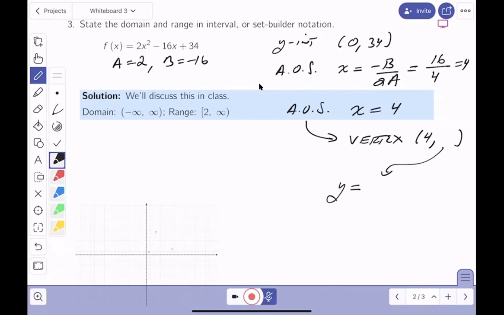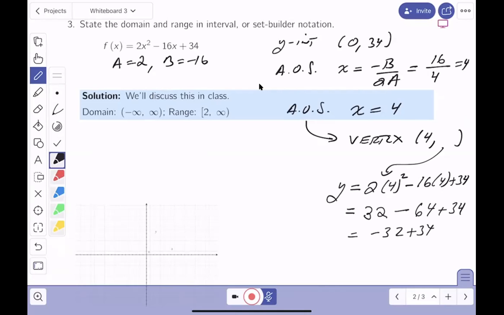Y equals 2 times 4 squared minus 16 times 4 plus 34. What do I get here? Well, 4 squared is 16. 2 times 16 is 32. Minus 16 times 4 is minus 64. Plus 34. I'm going to keep doing that. Let's see, that would be minus 32 plus 34, which equals 2. I got the vertex.